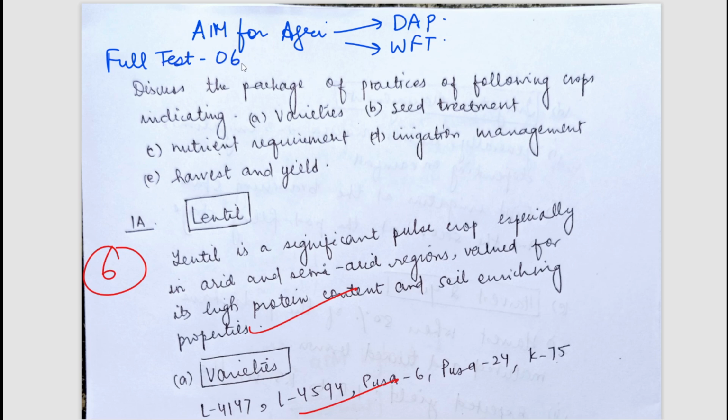We have already discussed the copies up to full test 5, and today we will be discussing the copy of full test number 6. This test covered sectional syllabus comprising package of practices and plant protection, that is various diseases, various pests, their management, etc.